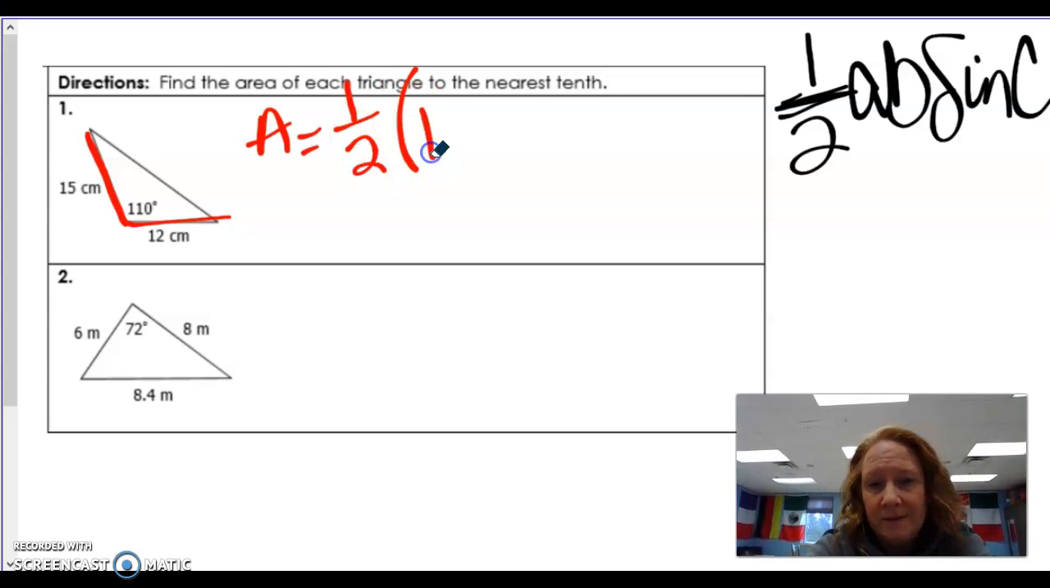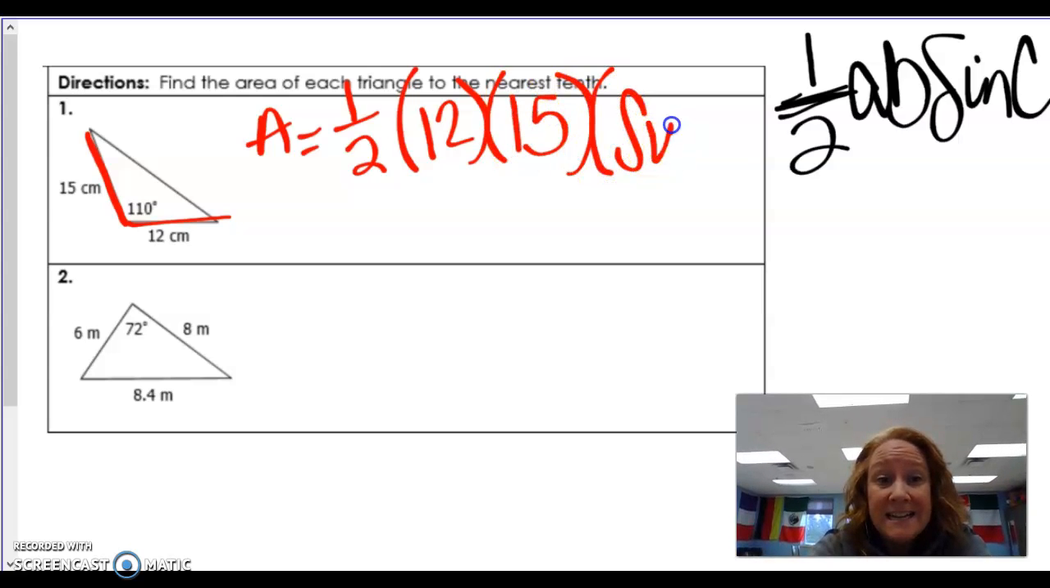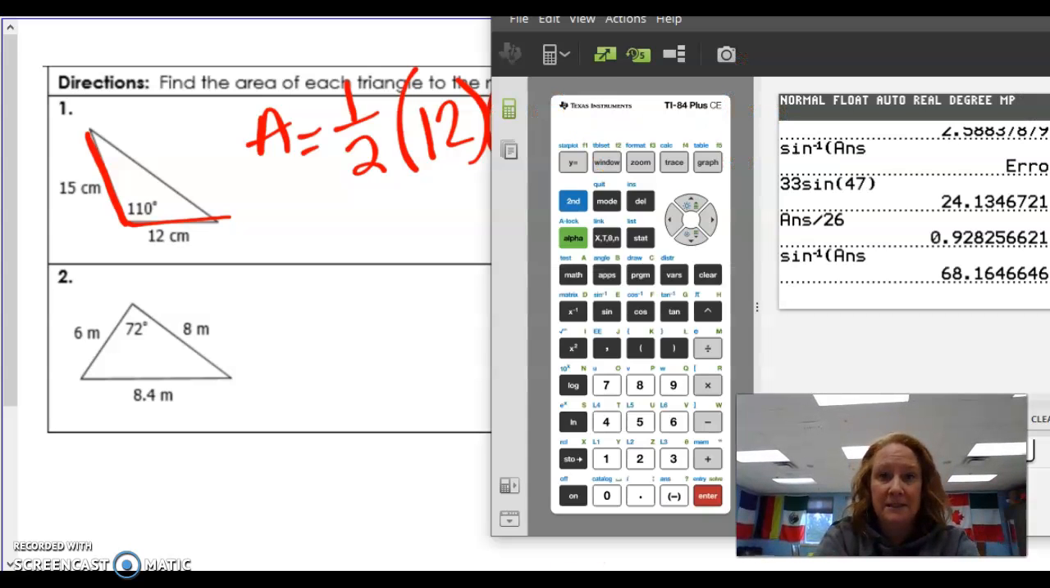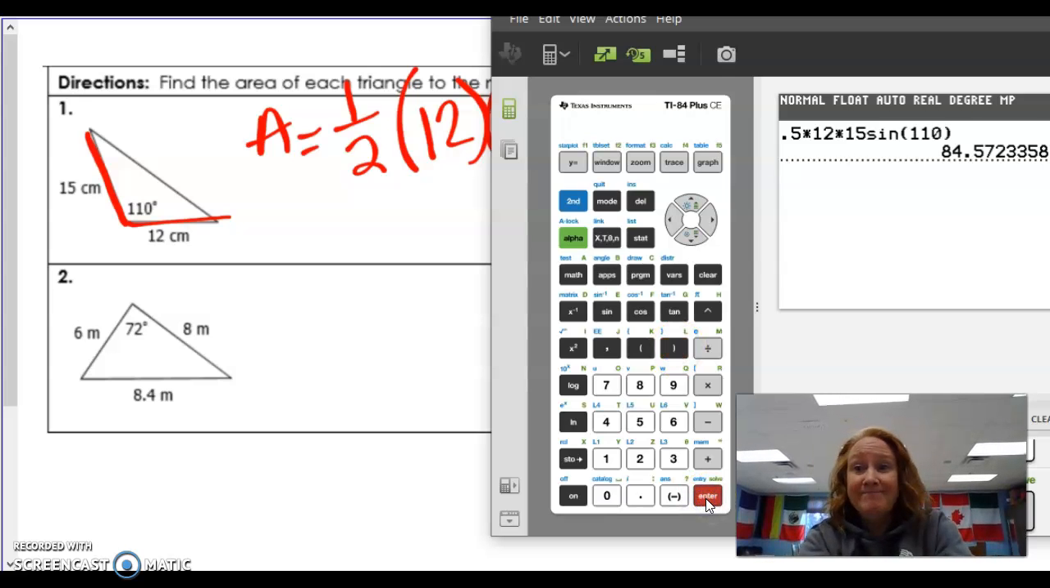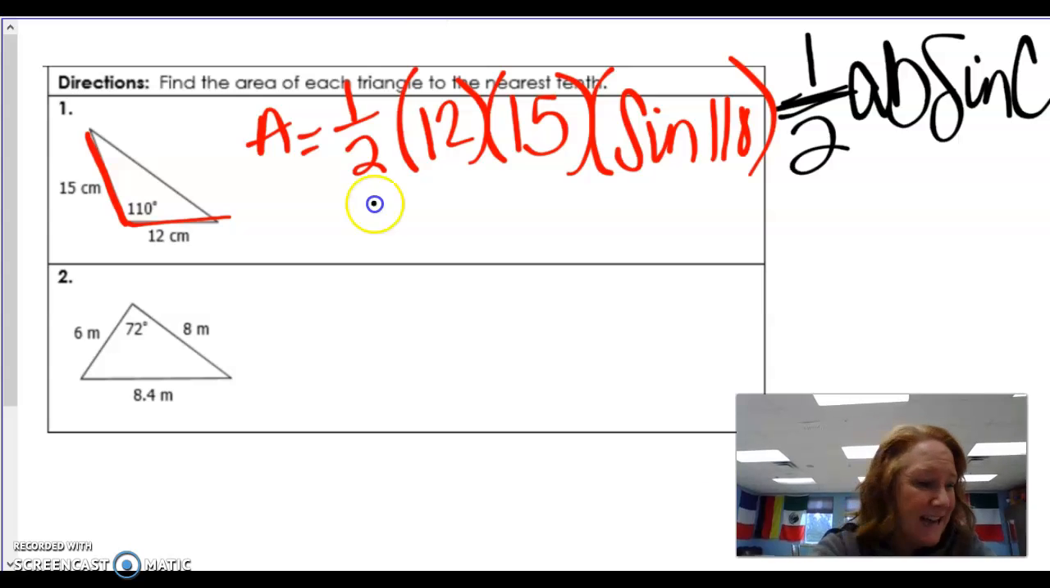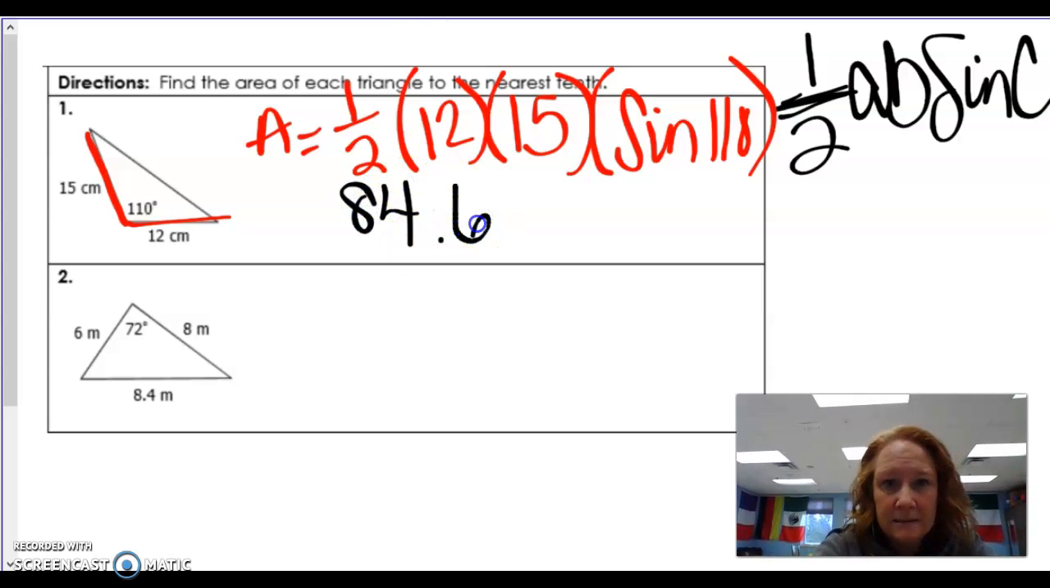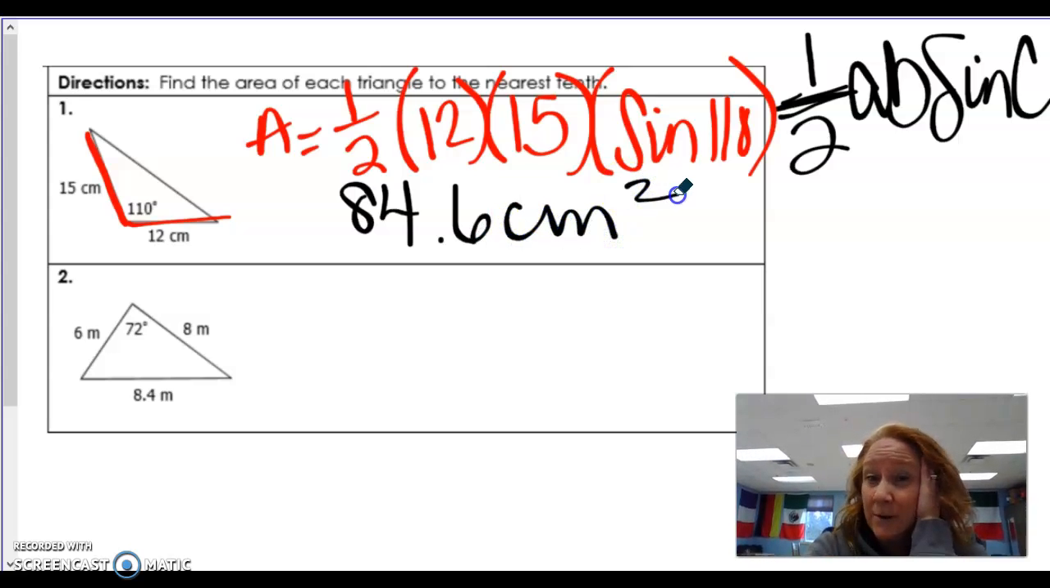A could be either 12 or 15. It doesn't matter. 12, 15, and sine of 110. Like, how beautiful is that? Okay, clear. So 1/2 A, B, sine 110. I'm going to close that because you never know what happens when you don't close it. 84.6. That's the area. Centimeters squared.